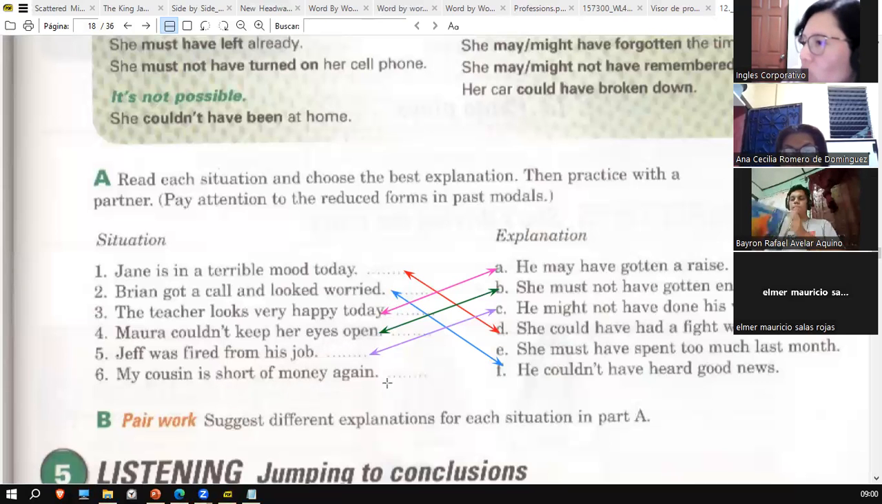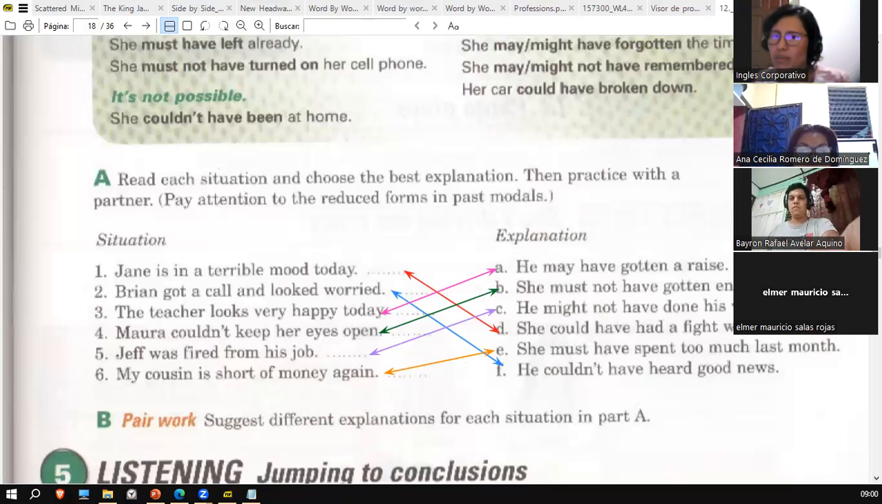My cousin is short of money again, so. Letter E. Letter E, right? She must have spent too much last month, okay?